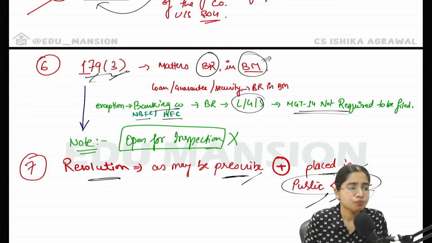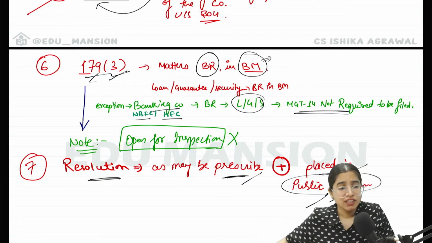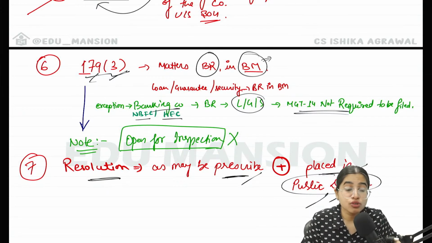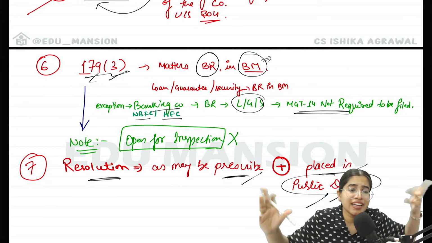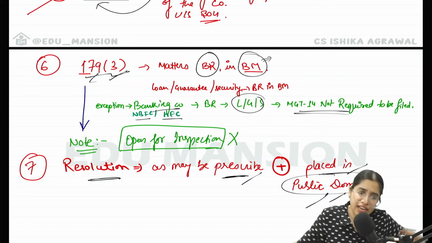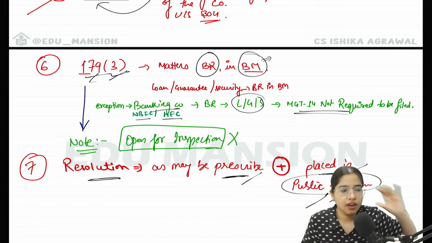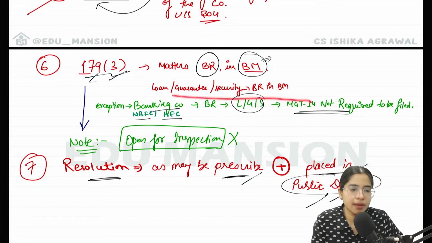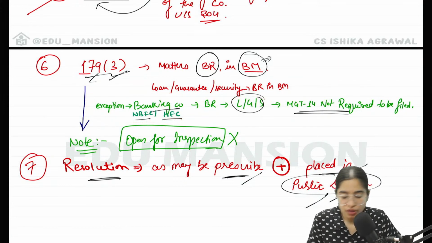However, there is one exception. If you want to give a loan, guarantee, security, or make an investment, for that also you have to pass BR at BM. But for banking companies, NBFCs, housing finance companies, this is their daily work. This is the ordinary course of business for them. They will give loans daily, so will they take board approval daily and call a board meeting daily? The answer is no. So this BR at BM is not required for banking companies and housing finance companies, HFCs. Why? Because loan, guarantee, security is their daily activity.